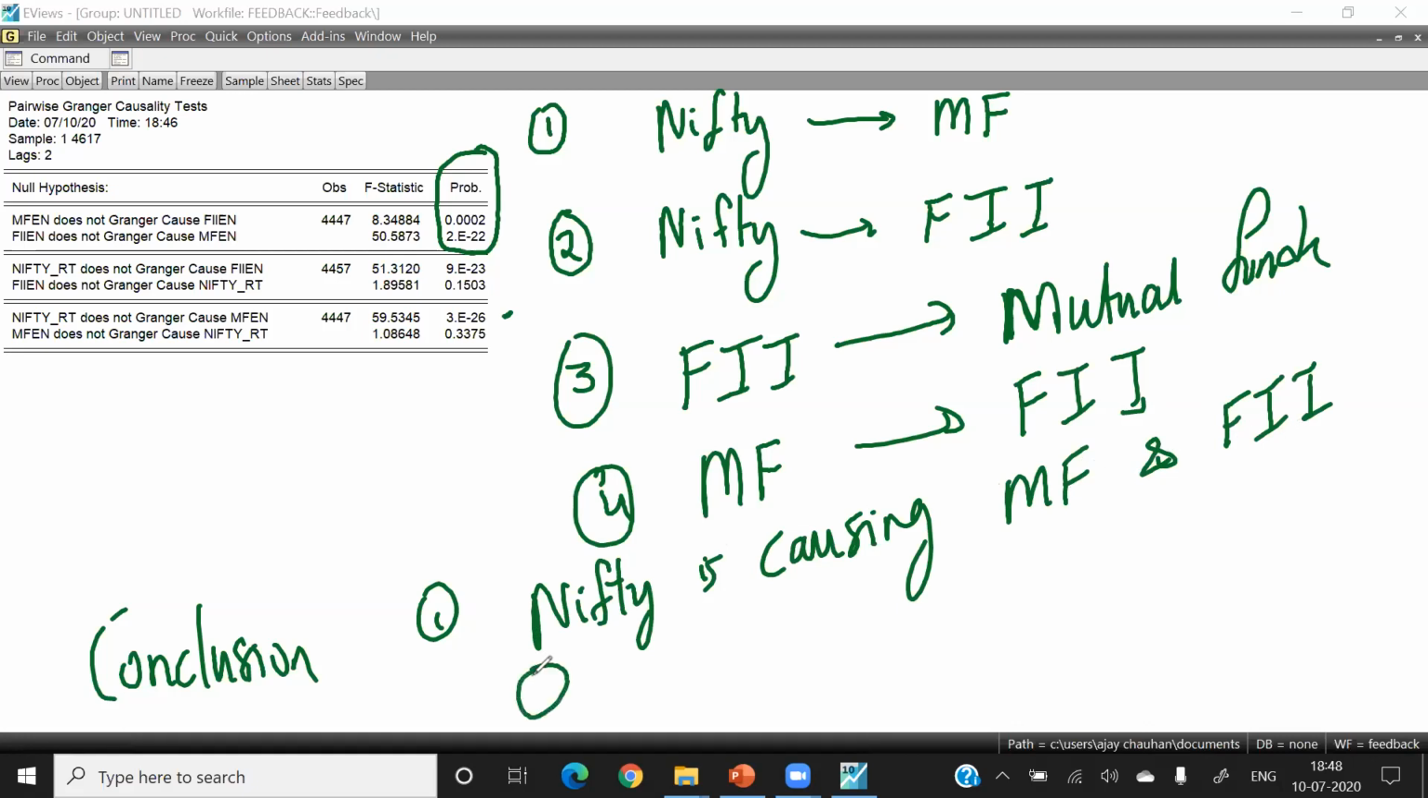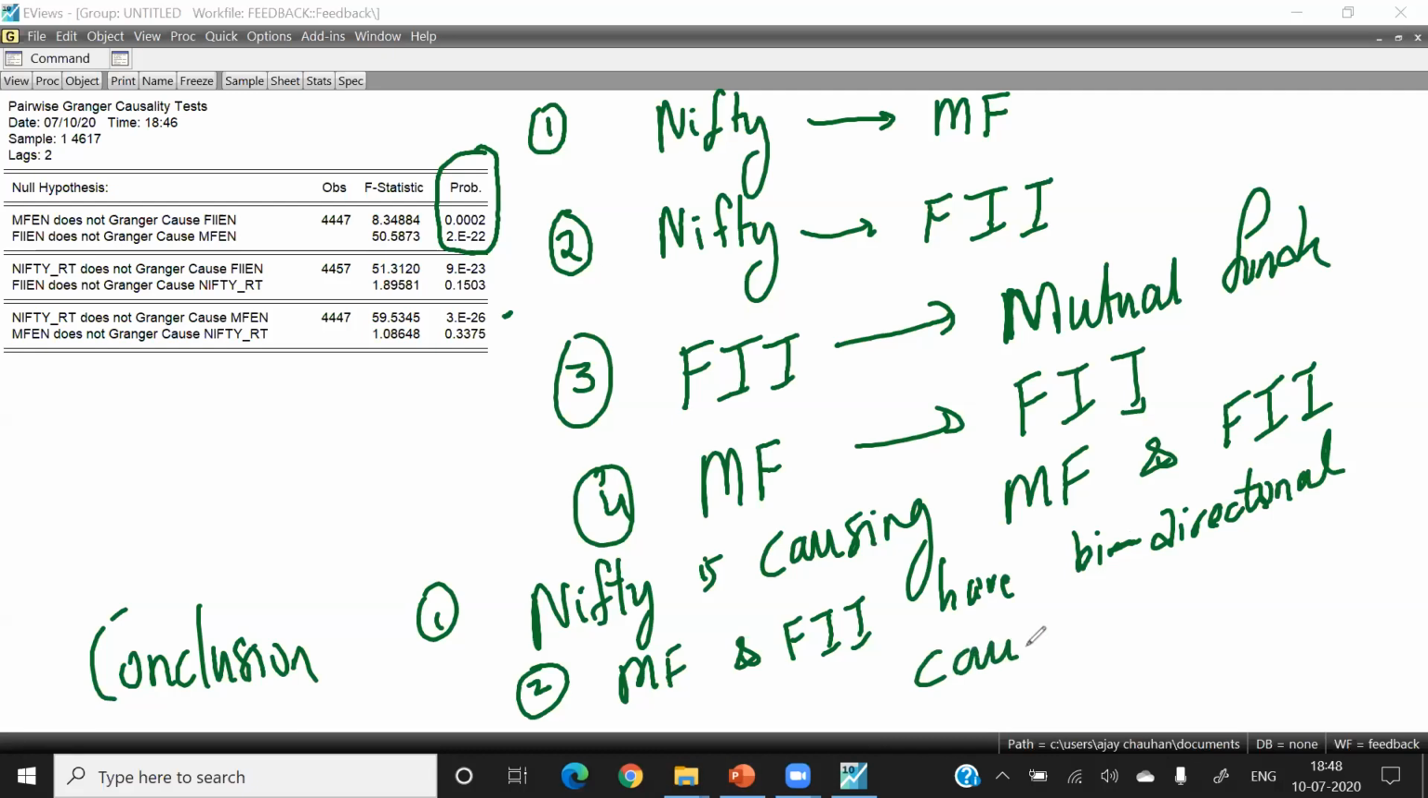The second conclusion we can draw is the mutual fund and FII have bidirectional causality. Bidirectional means both are causing each other. So this is the conclusion we can draw from Granger causality. Now after this, I hope you can understand the relationship between the selected variables.